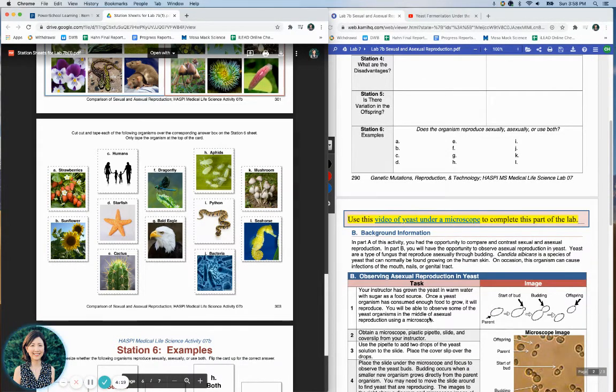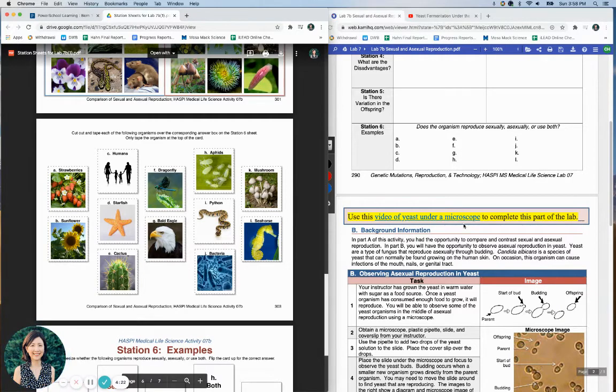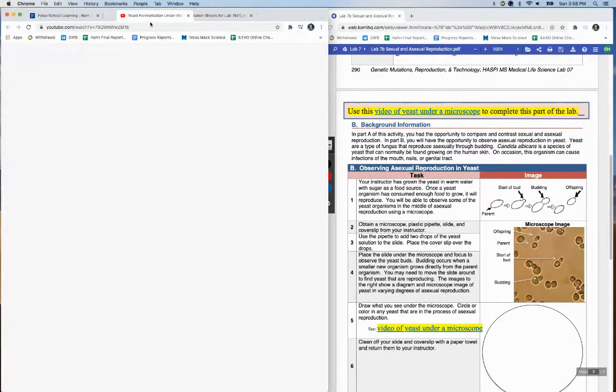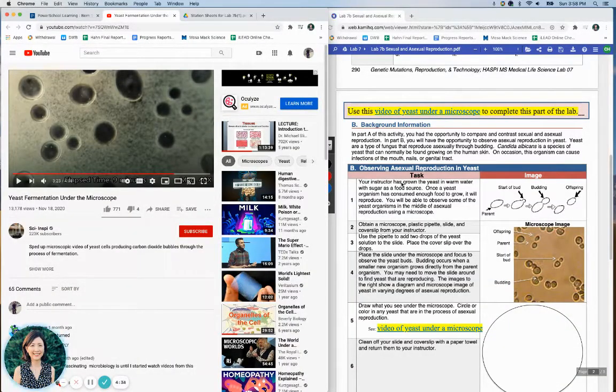When you get to part B, you're going to be using a video, since we don't have microscopes and yeast. So this is the video right here. You can read about how yeast reproduce asexually, and basically they do something called budding. A little bud grows into a bigger bud, and then they split. This is how yeast reproduce. When you look at it under a microscope, sometimes you can see a little bit of that process.